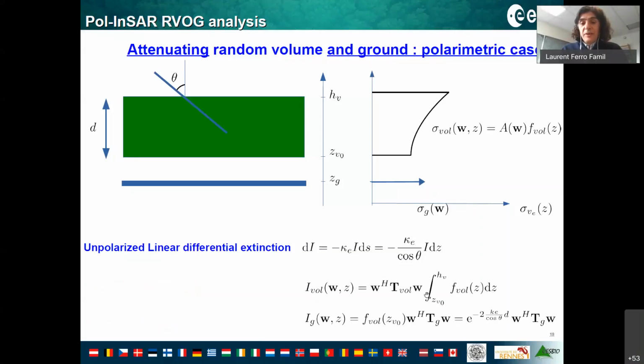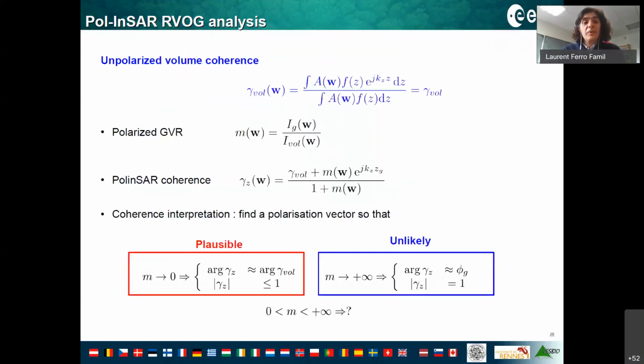So we integrate these terms in order to get the intensity, so no surprise compared to what we had before. And the main result is represented here. The correlation of the volume is not a function of polarization, because you can factorize the part which is related to polarization from the part which is related to space. And when you do this ratio here, these two terms vanish, and you end up with a volume coherence which is exactly the same, whatever the polarization.